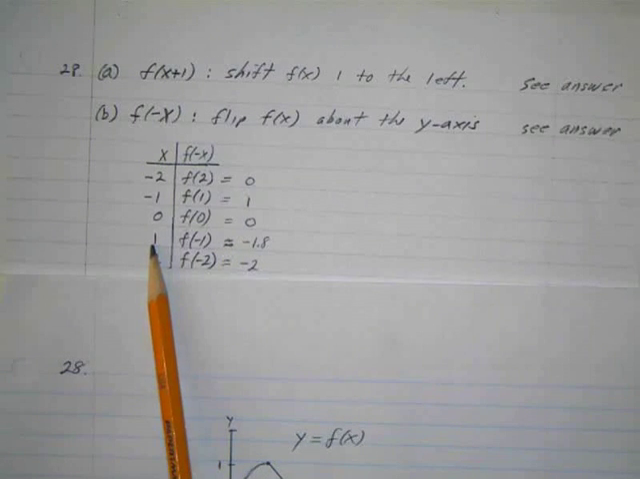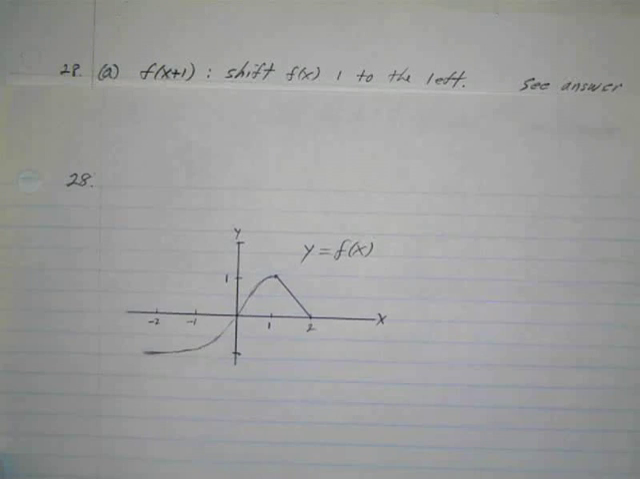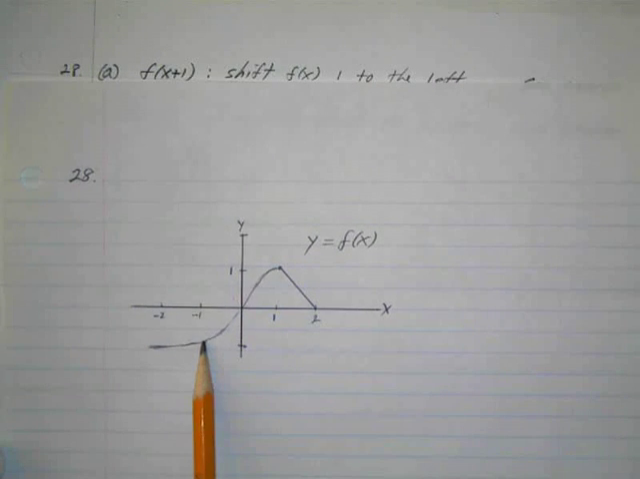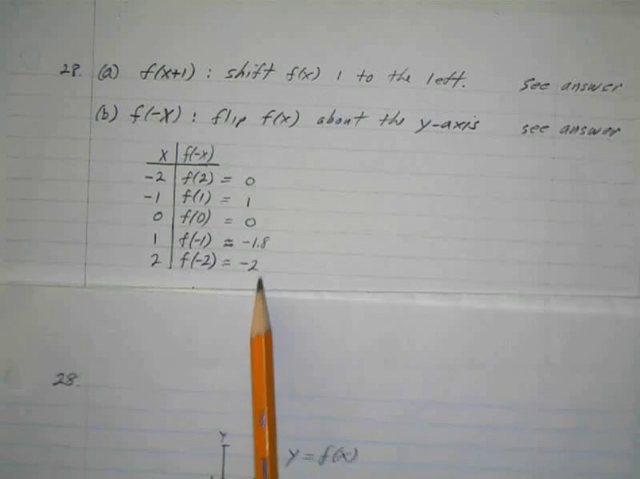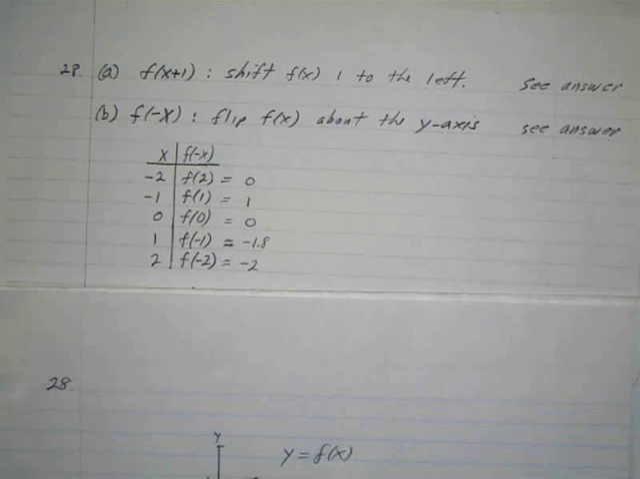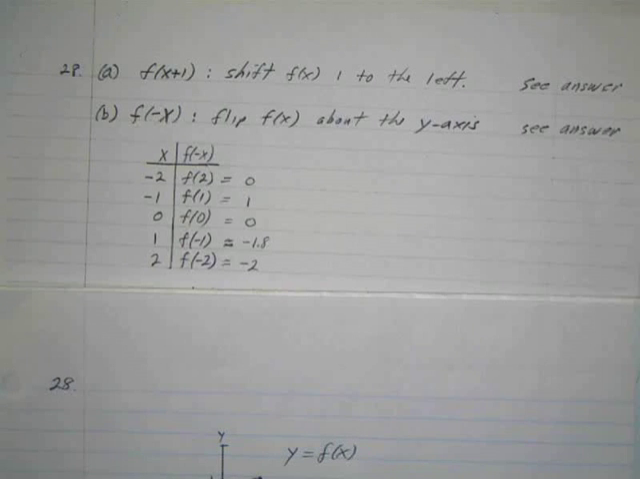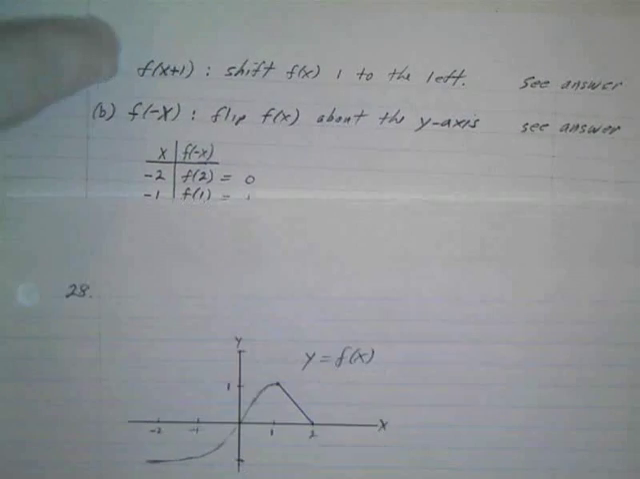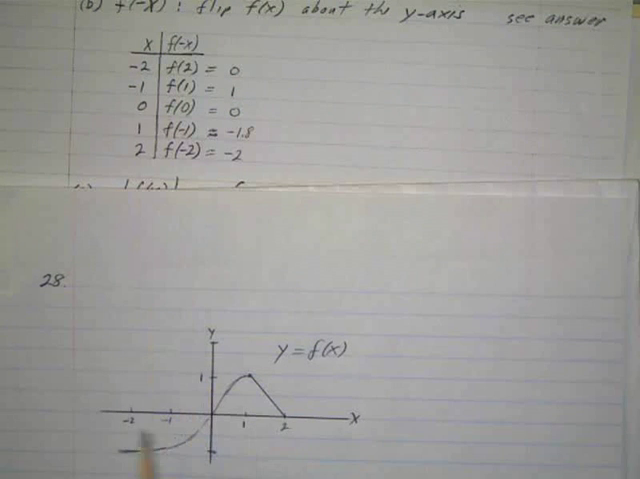And then when x is 1, I'm going to take f of negative 1, so I look over my graph. F of negative 1 is down here at about negative 1.8. And f of negative 2 is about negative 2. See, so everything's just flipped around. So if we look up here, when x is negative 2, it's going to be 0. When x is negative 1, it's going to be 1. And it's going to go back down to 0. And then when x is 1, it's going to go down like this, negative 1.8, negative 2. So it's just flipped about the y-axis.